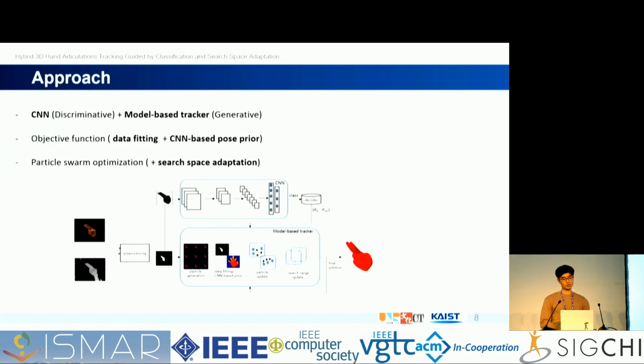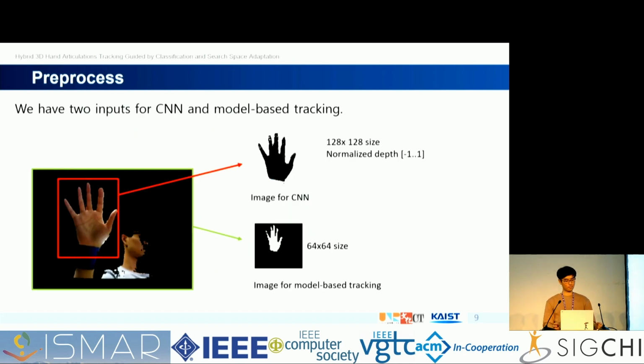In our approach, a convolutional neural network and a model-based tracker are combined for a hybrid approach. More specifically, the objective function consists of the data fitting term and the CNN-based term. To solve the objective function, we use particle swarm optimization with search space adaptation. In our diagram, we have 2 inputs, RGB and depth image. They are pre-processed and then passed to the CNN module and the model-based tracking module.